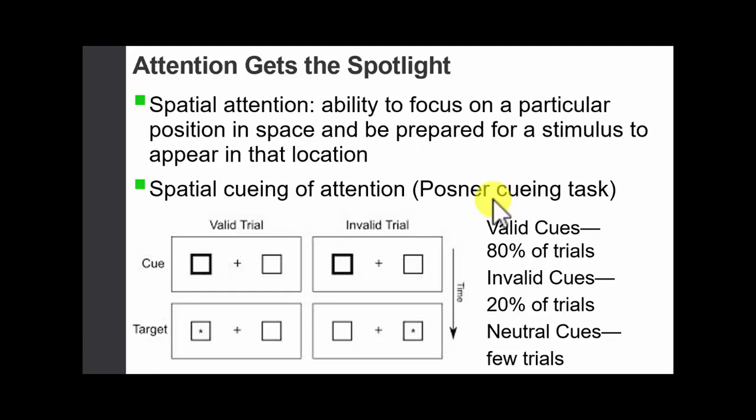And so he specifically came up, at least for the example that we're talking about here, with an 80-20 ratio. So 80% of the time the cues were valid, and 20% of the time the cues were invalid. And then, as I said, the neutral cues, which would be no cue at all, would also pop up. Now, one of the things I want you to think about is why is the percentage of trials that are either valid or invalid important?